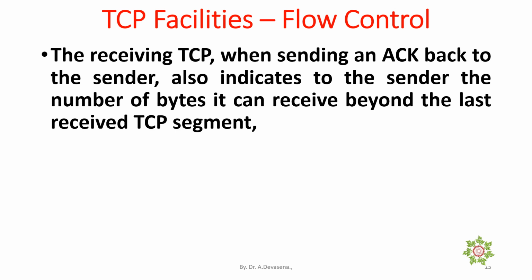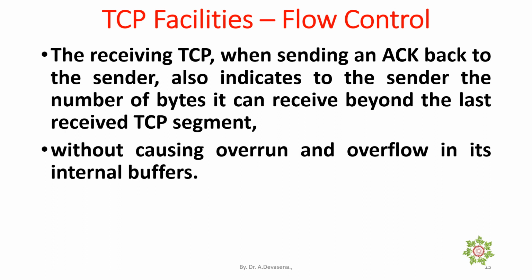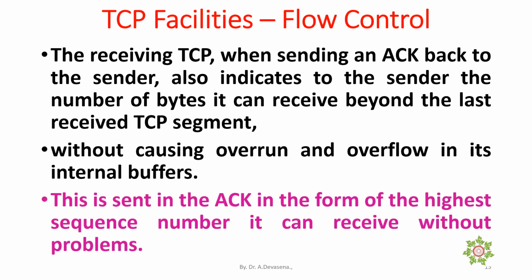We see the flow control facilities. The receiving TCP, when sending an ACK back to the sender, also indicates to the sender the number of bytes it can receive beyond the last received TCP segment, without causing overrun and overflow in its internal buffers. This is sent in the form of the highest sequence number it can receive without problems.